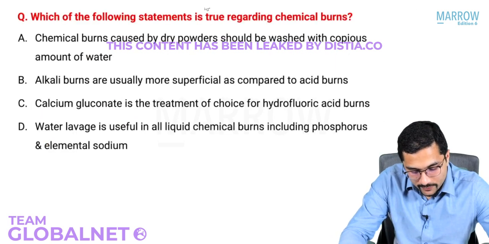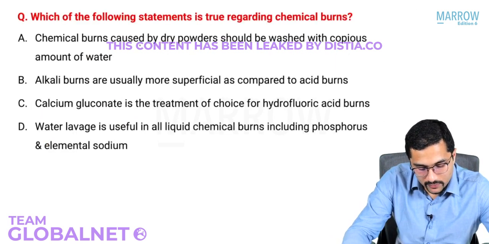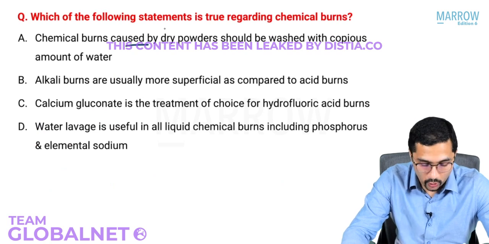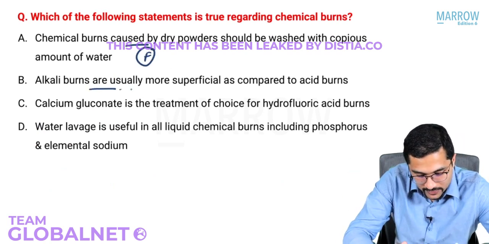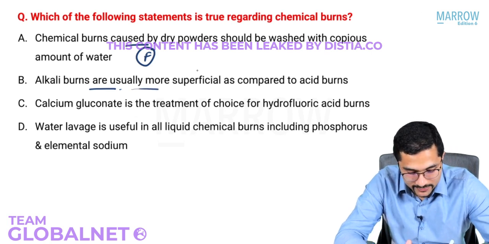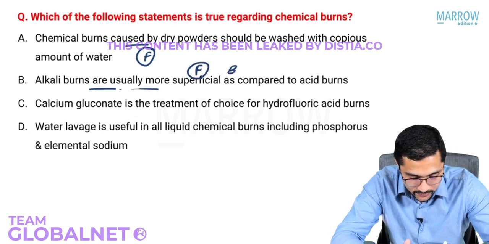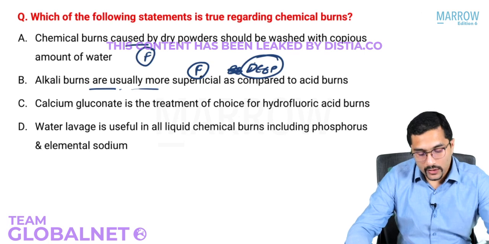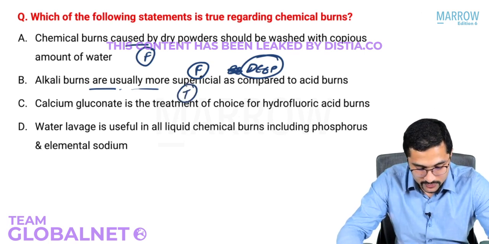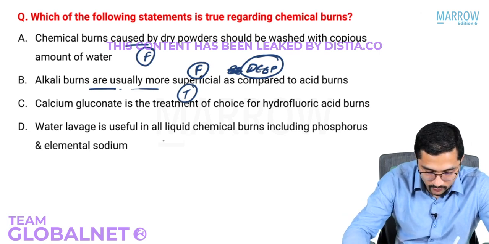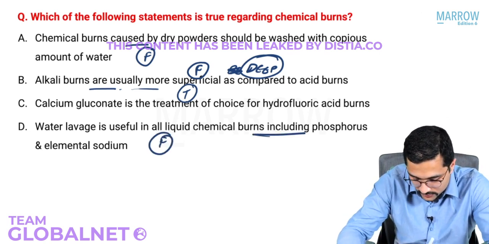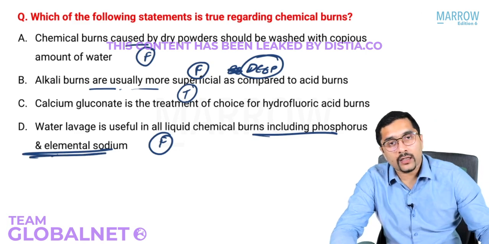Which of the following statements is true regarding chemical burns? Chemical burns caused by dry powder should be washed? No, they should just be brushed aside. Alkali burns are more superficial as compared to acid. This is false. Alkali burns are more deep. They penetrate deeper. Calcium gluconate is used for hydrofluoric acid burns. This is true. Water lavage is useful in all liquid burns, including phosphorus and elemental sodium. False. These we don't do water lavage.